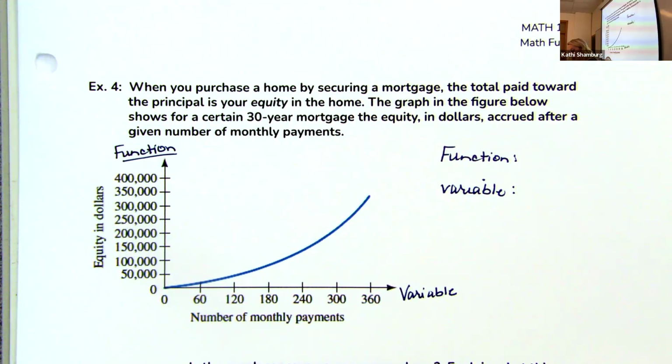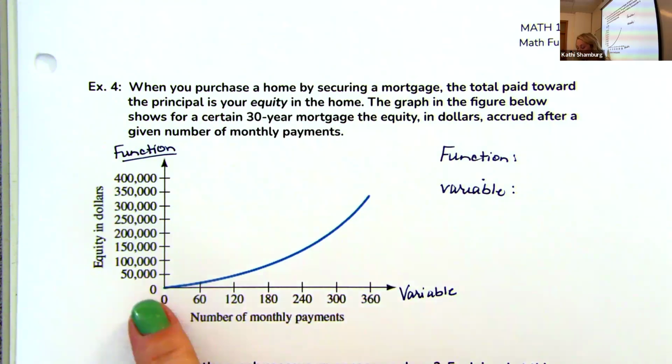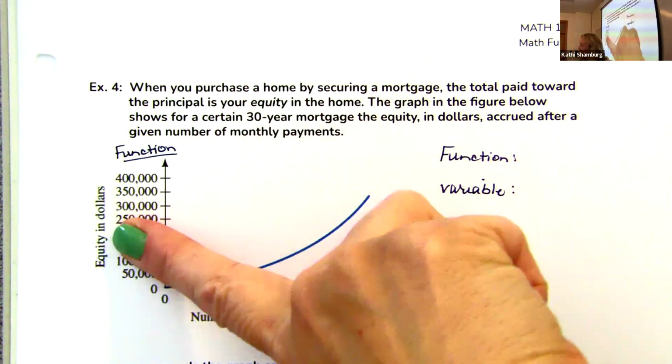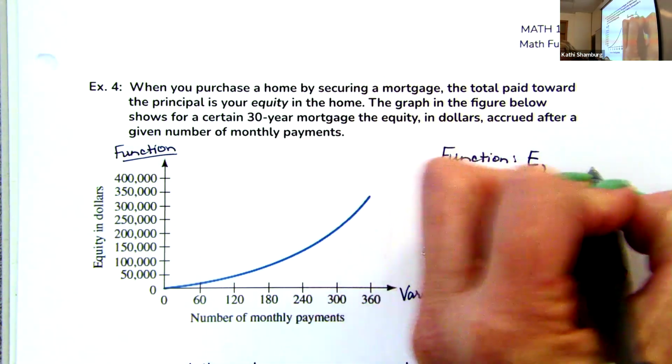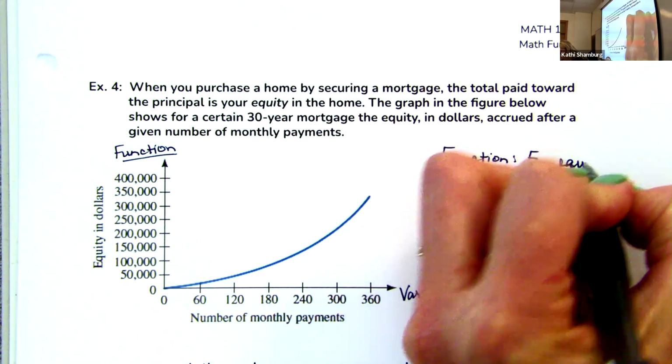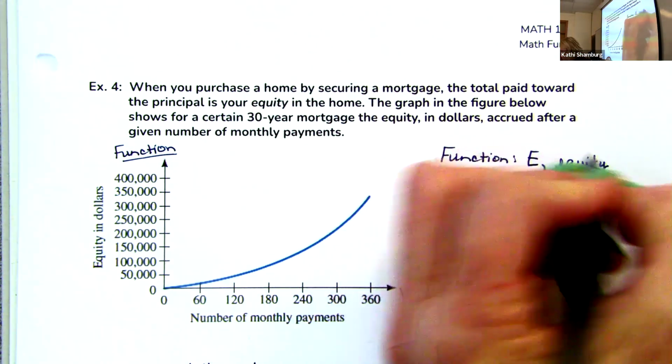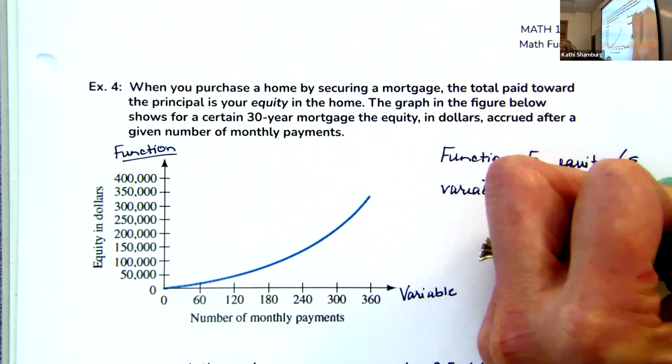The graph in the figure below shows, for a certain 30-year mortgage, the equity in dollars accrued after a given number of monthly payments. Hopefully you get to a point where you can read that and determine what the function and variable is, but if not, go to your graph. We know this is always the function, which says equity in dollars. I'm going to call the function E because they don't give me a specific letter to use. So this is your equity, and we're talking dollar amount.